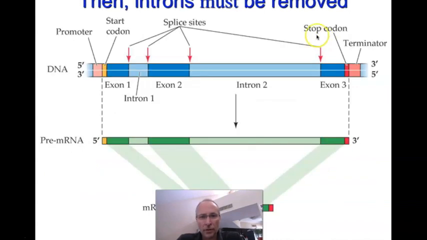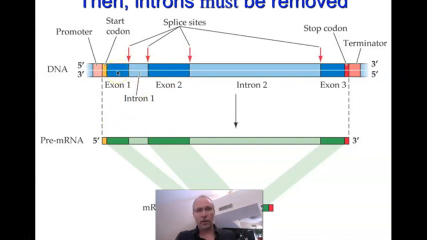The next thing we've got to do, though, if you remember, the eukaryotic genes have these introns inside the coding region. Those are regions that are not transcribed. And the reason, I'm sorry, they're not translated. The reason they're not translated is because they get cut out in the messenger RNA.